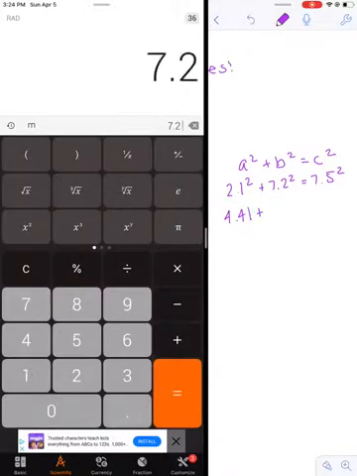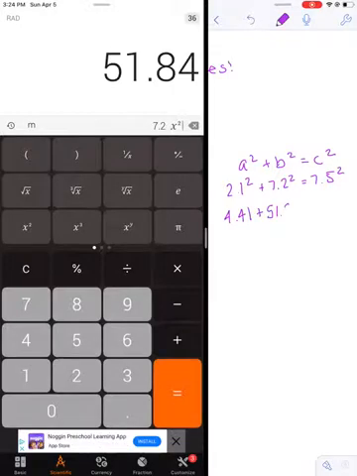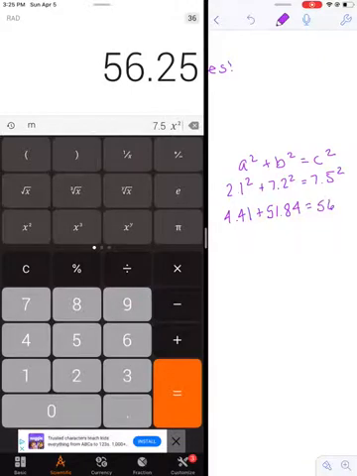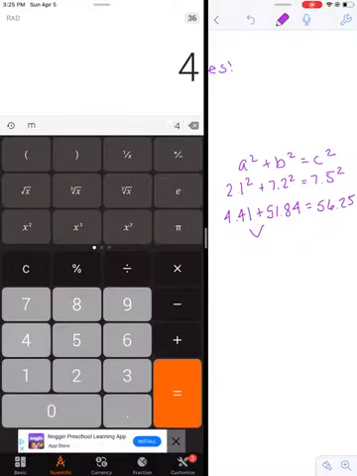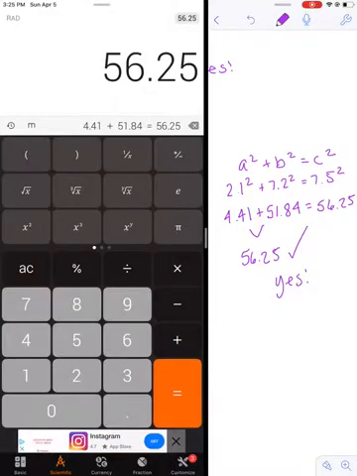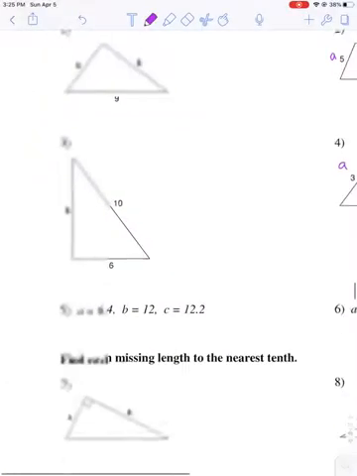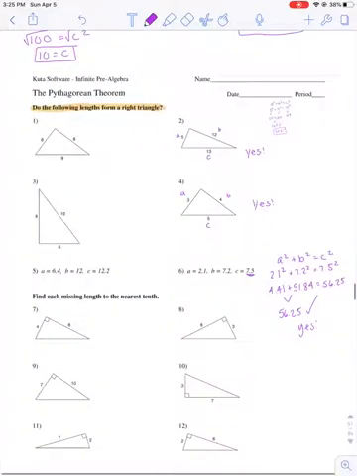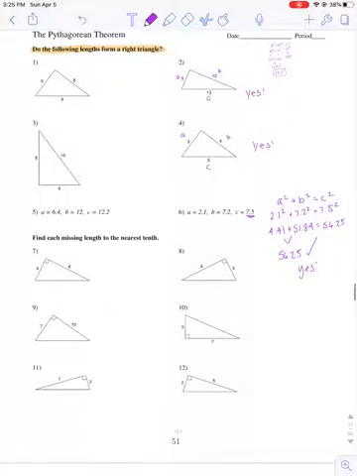2.1 squared is 4.41. 7.2 squared is 51.84. 7.5 squared is 56.25. Let's see, does this really equal 56.25? 4.41 plus 51.84. It does. So all of our answers have been yes in this section. Yes, they form a right triangle. If the Pythagorean theorem works, that means that it does form a right triangle. So make sure you're answering yes or no for those.